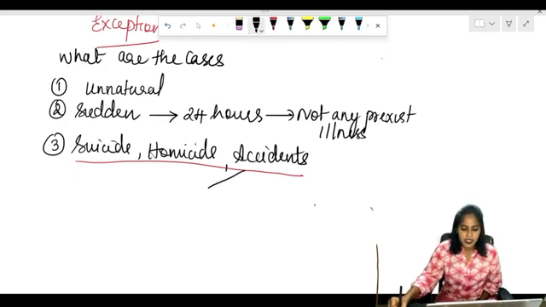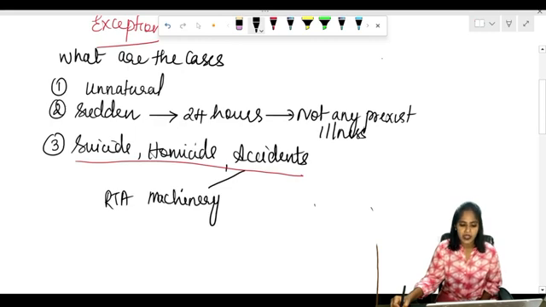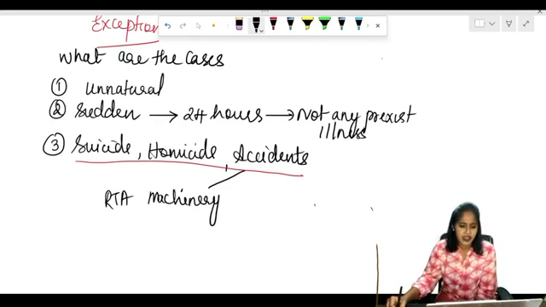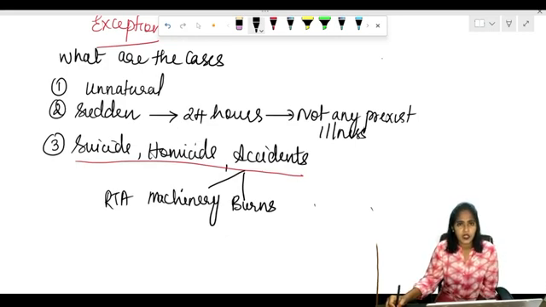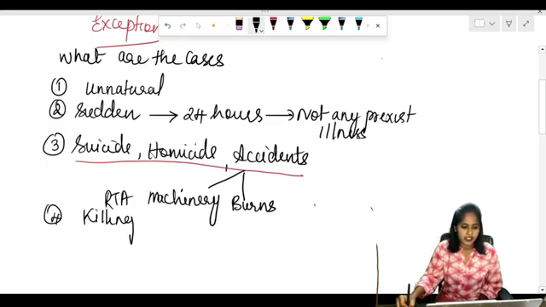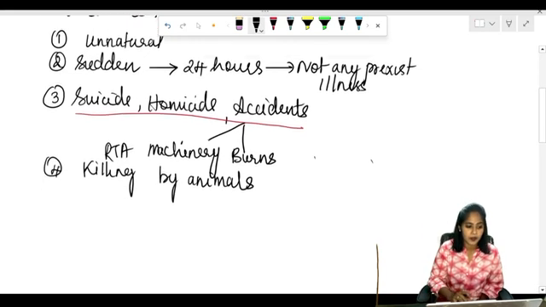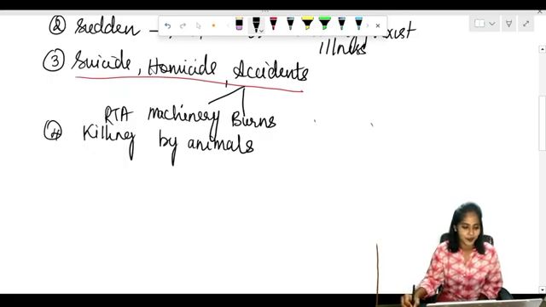So these accidents might be due to RTA, or due to machinery. Machinery is nothing but laborers when they go for working, they may get into some machinery accidents. Next, it could be due to burns. Suppose some woman or someone who goes to a temple and their clothes get caught on fire. So that could also be a possibility. And next could be killing by animal. These are common with forest officers. Tourists also sometimes, if you're very unlucky, unfortunately it might happen.